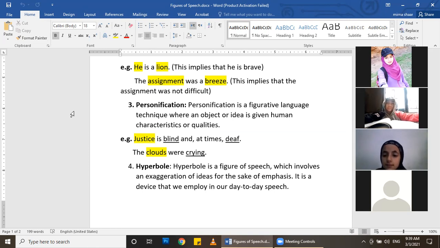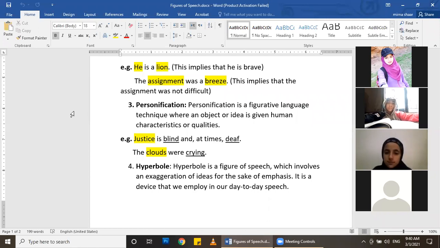So here, usually, justice doesn't have ears or eyes in order to be blind or deaf. Okay, but here, in order to say that sometimes we don't see what justice is and we don't hear it, we say it's blind and deaf. The clouds were crying. In order to show that it was raining heavily, I said that the clouds were crying. And of course, crying is a human characteristic, okay, or a human quality.